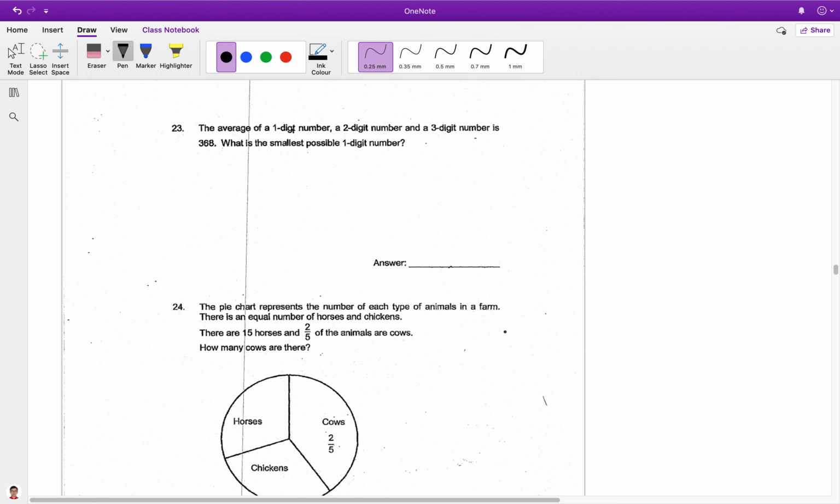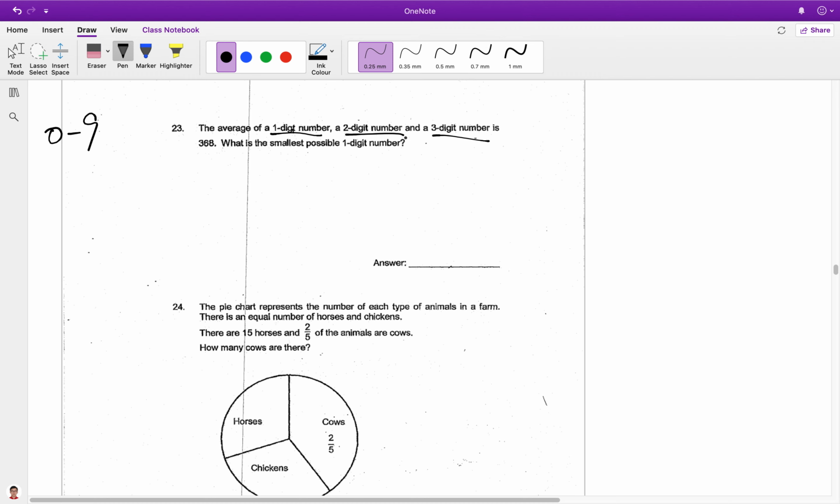Question 23. The average of a 1-digit number, 2-digit number, and 3-digit number is 368. What is the smallest possible 1-digit number? This question is very tricky. He says 3 numbers: 1-digit, 2-digit, and 3-digit. So a 1-digit number could be 0 to 9, right? It cannot be more than 9, because more than 9 is at least 10, and 10 is a 2-digit number.